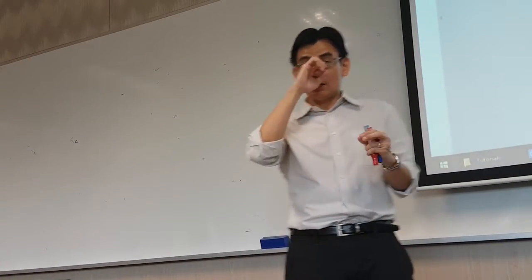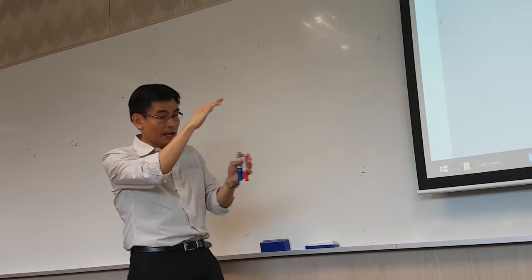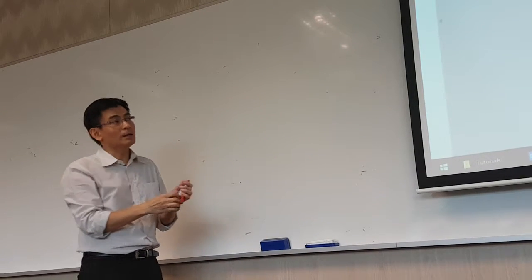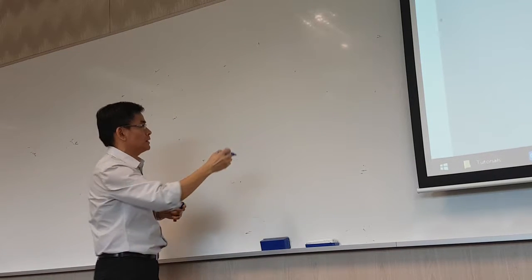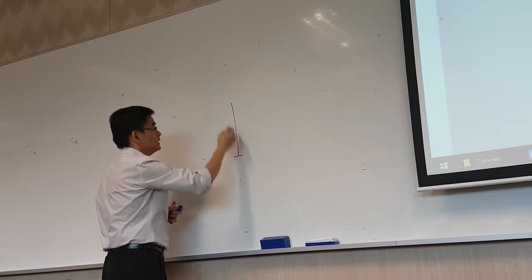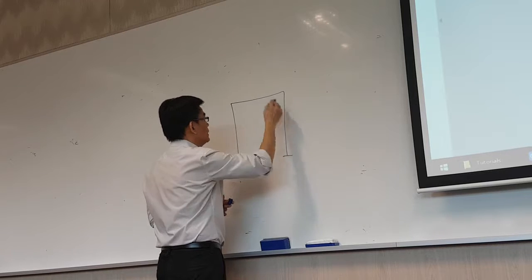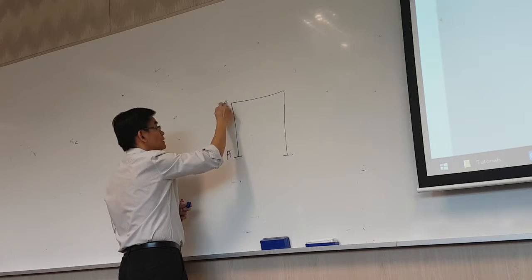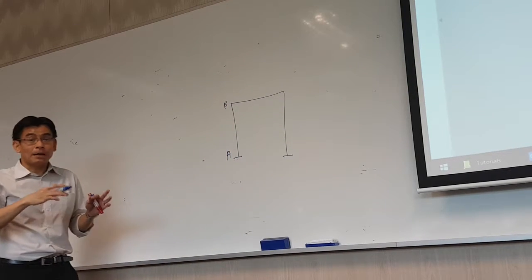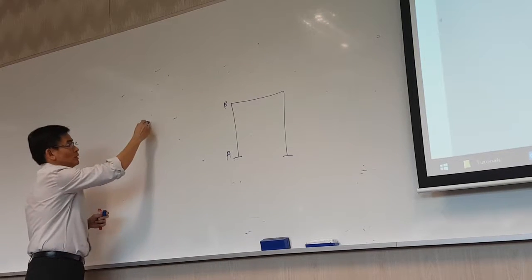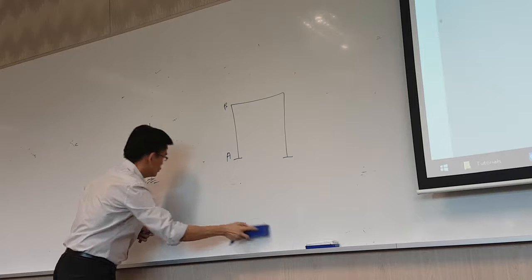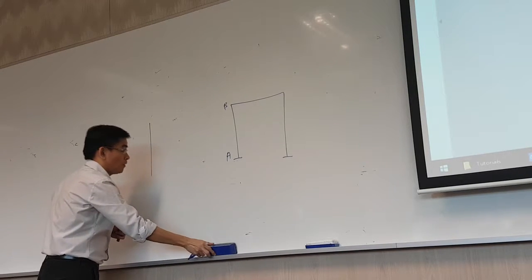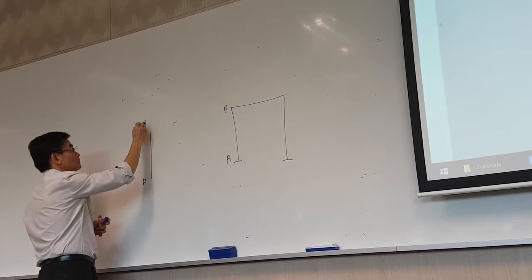Basically, it's about drawing the free body diagram for that element. We will look into AB. Sorry, let me come back to this structure. This is AB. By right, you need to draw the structure in this manner. This is the free body diagram that you have to draw for AB.